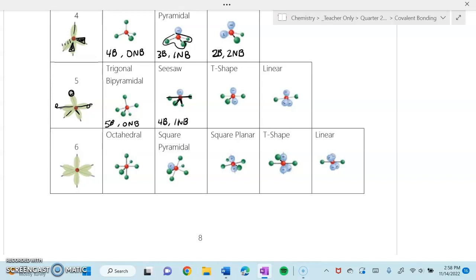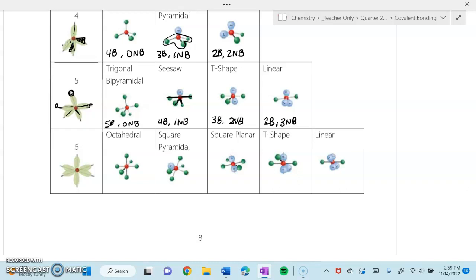T-shape is our next one. T-shape, if you put your feet together and put your arms out, there's T-shape with 3 bonding and 2 non-bonding regions. And then lastly, if we take away those 3 middle parts and just have your arms out, so no head, no legs, now we're back to linear. This would be 2 bonding regions and 3 non-bonding regions, all holding that shape of our trigonal bipyramid.